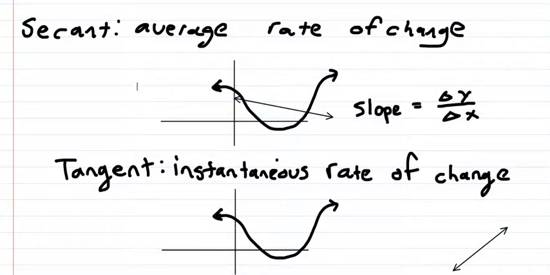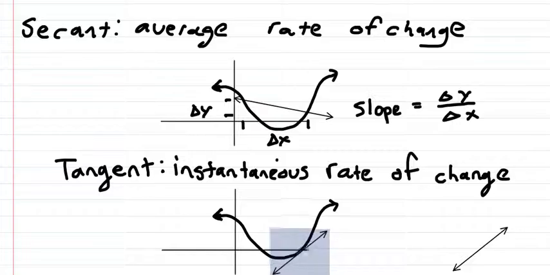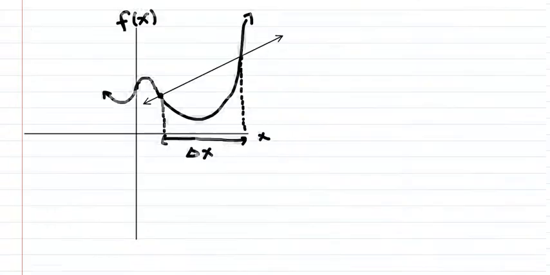The slope of this line is the change in y over the change in x, and from here to here would be delta y, and from this point here to this point here would be delta x. And the slope of the secant, which is the average rate of change between those 2 points, is delta y over delta x. Now the tangent shows the instantaneous rate of change of a function. So the slope of this tangent would show the rate of change right at that point there, and we can find the slope of the tangent using the slope of a secant.